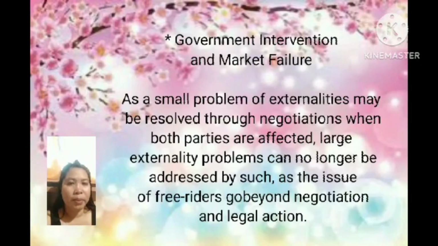Government intervention and market failures. A small problem of externalities may be resolved through negotiations when both parties are affected. Large externality problems can no longer be addressed this way, such as the issue of free riders, which goes beyond negotiation and legal action. Market failures can be caused by a lack of information, market control, public goods, and externalities. Market failure can be corrected through government intervention, such as new laws or taxes, tariffs, and so on.